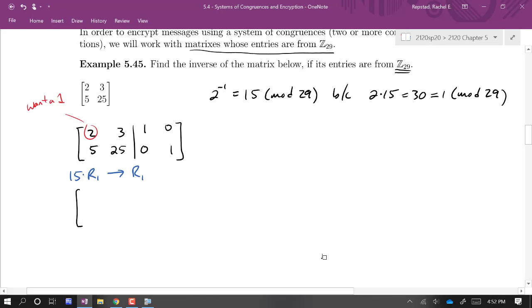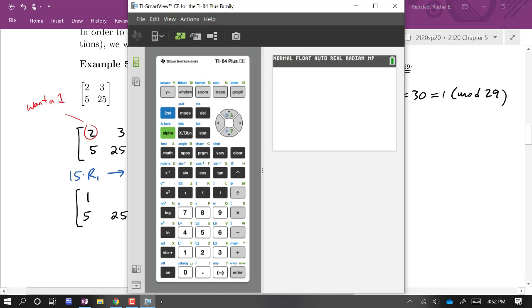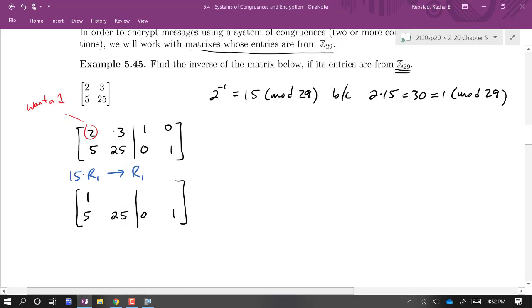Let's multiply through each term by 15. Now, row 2 is not being changed, so that's going to stay as is. Row 2, multiplying everything by 15. So the first one is 2 times 15, which is 30, or 1 mod 29. The way the mod program works is, I don't necessarily need to use the program to multiply 15 by 3 and then reduce mod 29, but I'm just going to show you how it works.